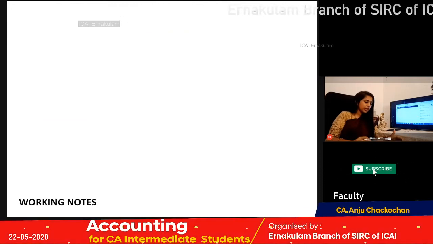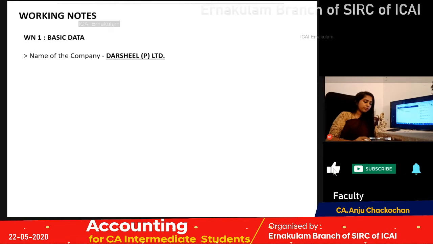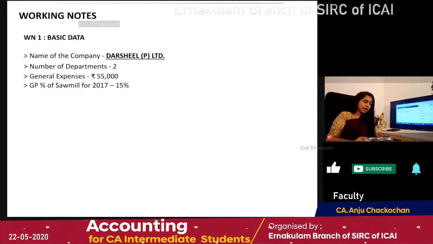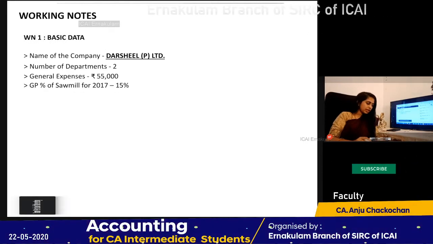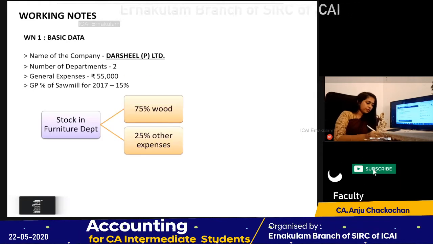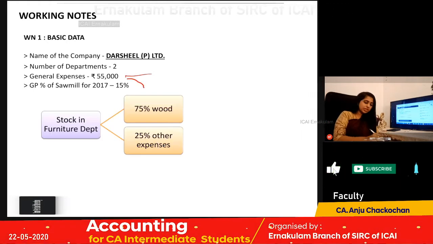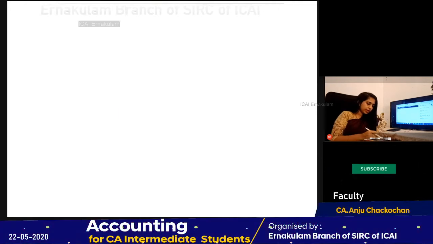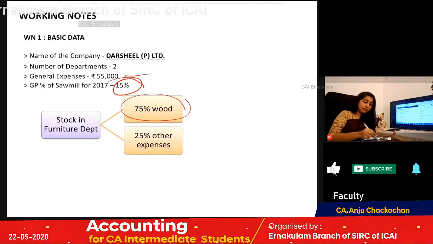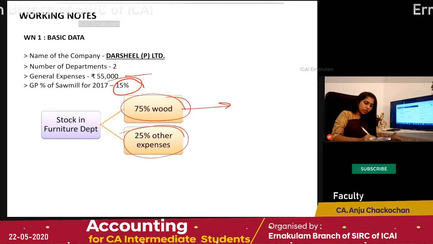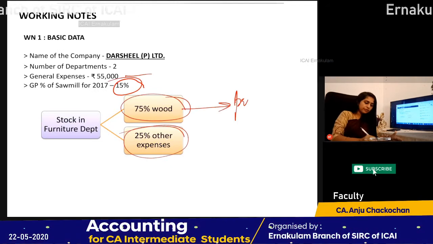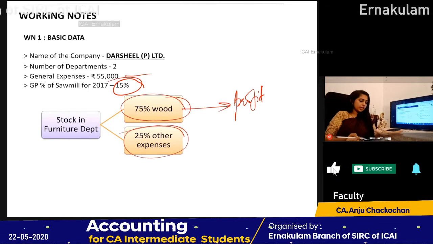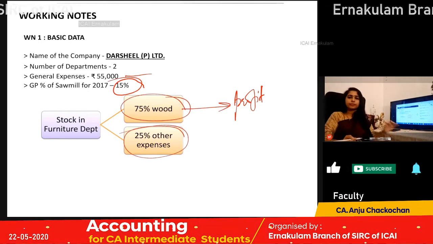Now let's see the working notes, the basic data. Name of the company is Shield Private Limited. Number of departments, we have 2 departments in the picture. The general expense is 55,000 and the previous year GP is 15%. The stock and furniture department consists of 75% wood and the balance as their own expenses. So it is only on this that we'll have the profit amount. So take this down, students, the basic data.